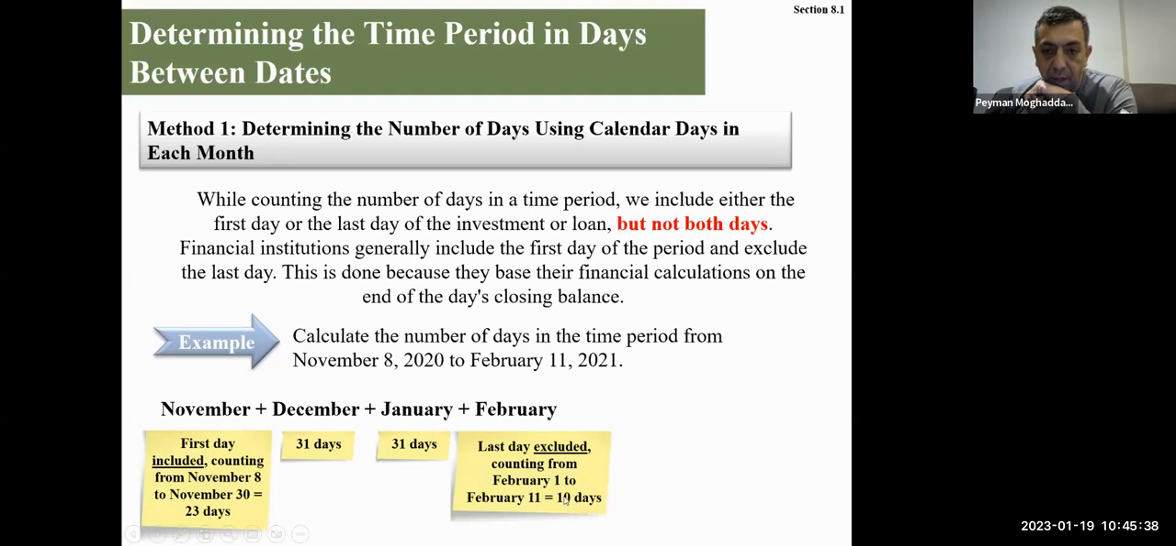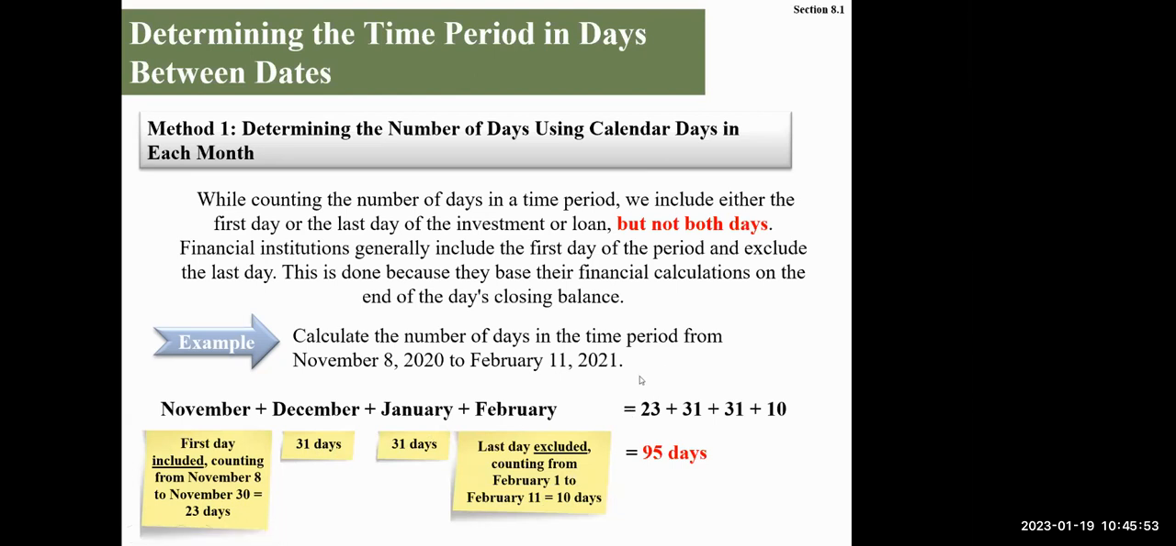And then February is always like this: 11 minus 1. It's going to be 10. So 23 plus 31 plus 31 plus 10. It's 95 days. Okay, do you understand it now? Yes, understood. All right, sounds good.